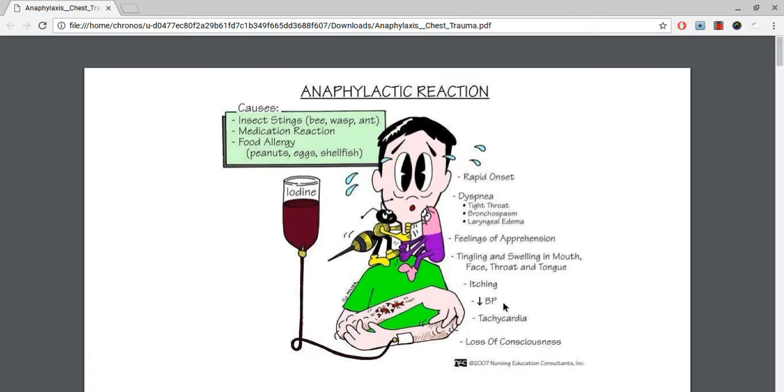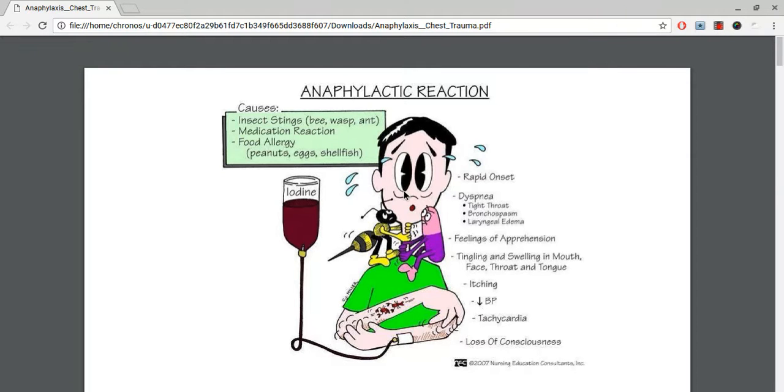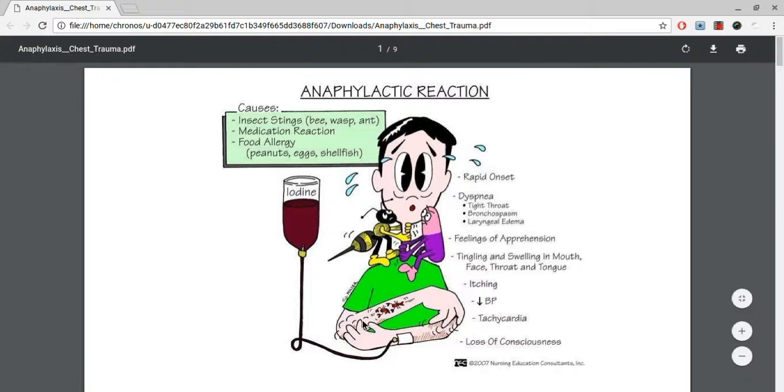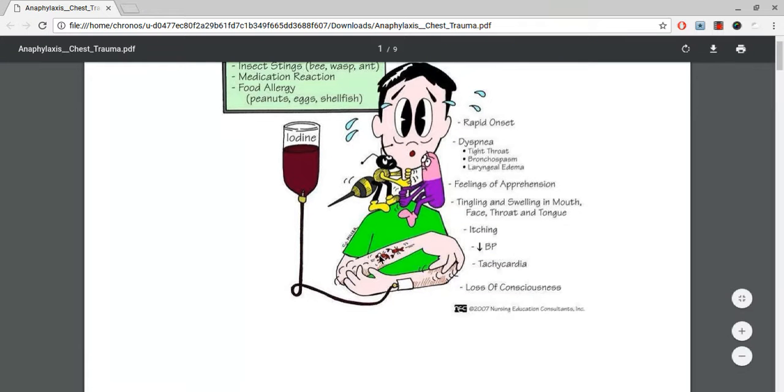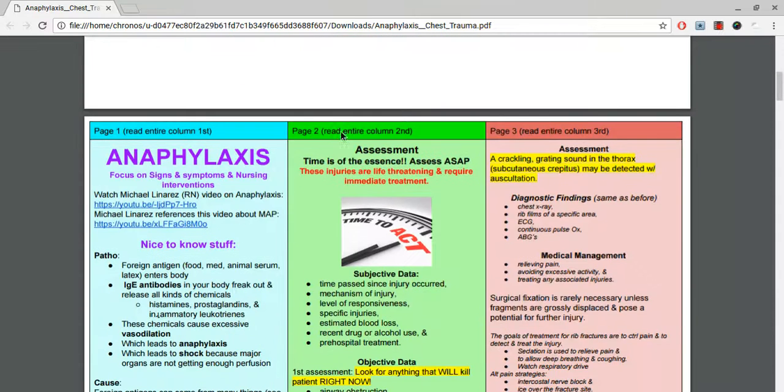And I want to stress decrease in blood pressure because basically what's happening in the patient is that the blood vessels are vasodilating, and that's going to really help you memorize a lot of the signs and symptoms that I'm going to go into later on. And look, the patient's on this contrast dye because that can cause an anaphylactic reaction, and he's really itchy too. And here's some kind of shellfish, because that's one of the food allergies. Okay, let's get into it.